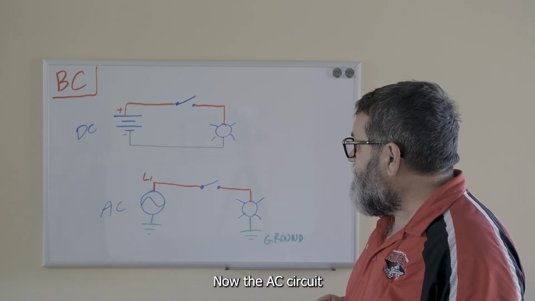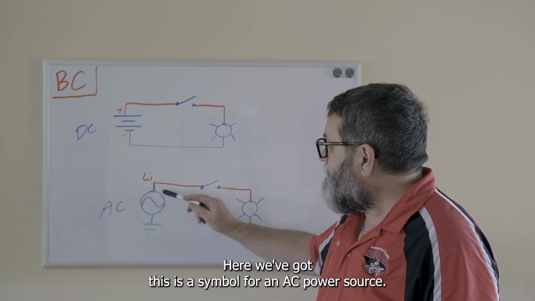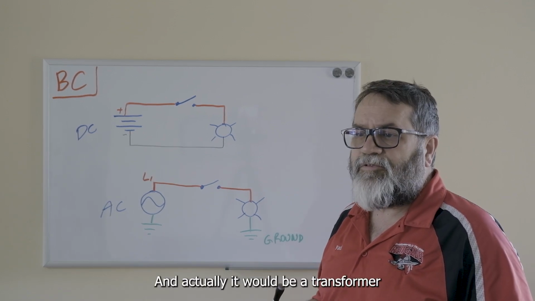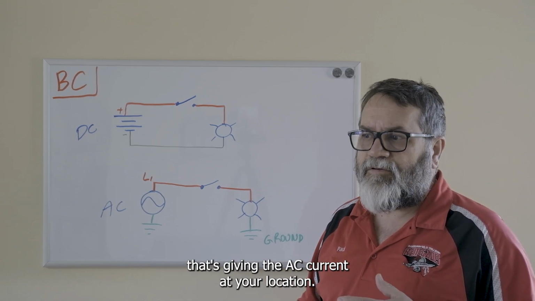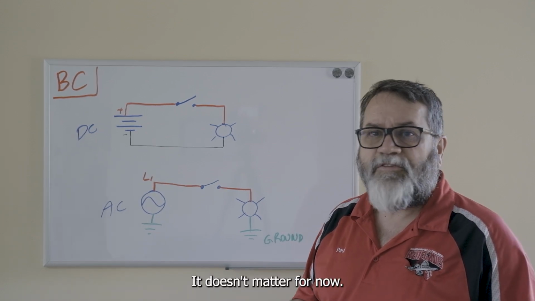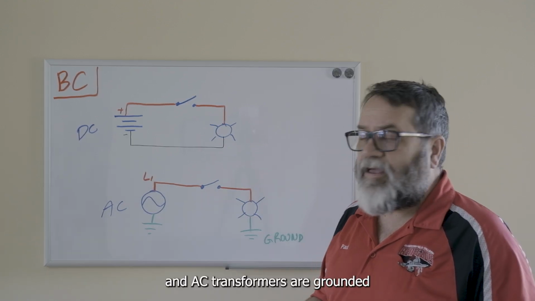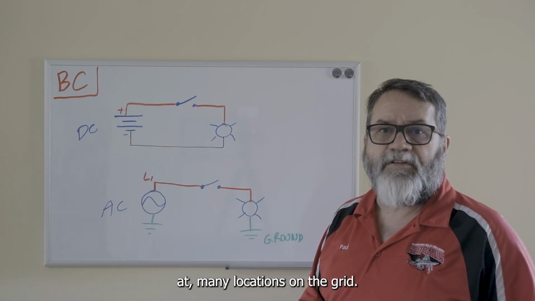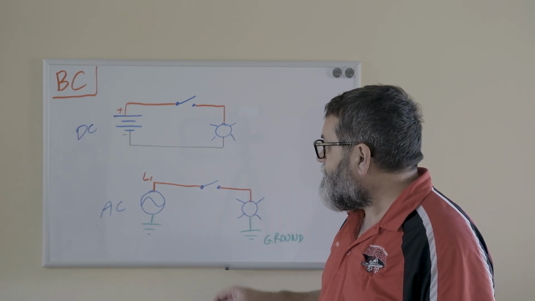Now the AC circuit is also a complete circuit, but it works a little bit different. Here we've got a symbol for an AC power source, and actually it would be a transformer that's giving AC current at your location, whether it's 480, 208 volt, or 120 volt. Doesn't matter for now. So we have our AC power source, and AC transformers are grounded at many locations on the grid. So this is the ground symbol.